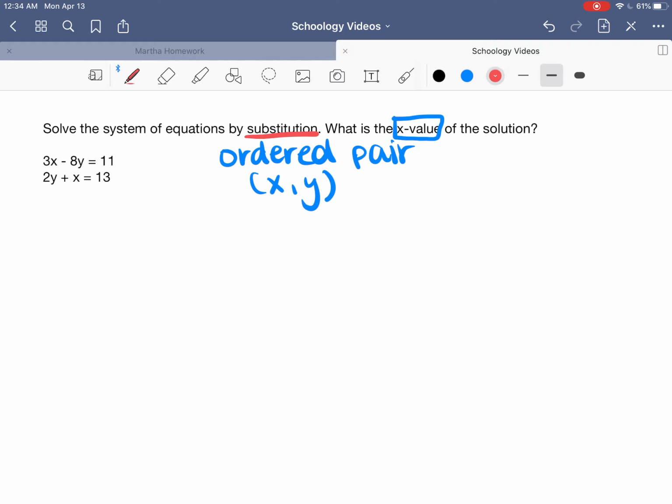Another word that you see a lot when it comes to substitution and solving with substitution is the word isolation. Trying to leave one letter completely by itself. When we isolate a letter, it makes substitution so much easier. So let's look at the options that we have for isolation.